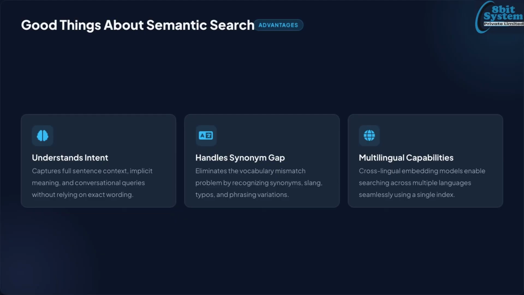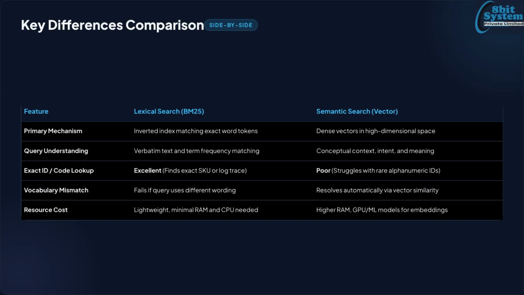Okay, now let's compare both lexical search and semantic search side by side. Here, in primary mechanism, lexical search uses an inverted index to match exact word tokens. But semantic search uses dense vectors in a high dimensional space. For query understanding, lexical search focuses on exact words and term frequency. Semantic search focuses on context, intent, and meaning.